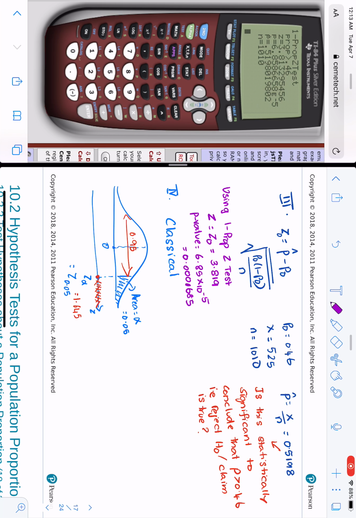So where does the test statistic fall? If you look at the real number line that we have over here, 1.645 is right there, that point. So 3.819 is right there. So the test statistic clearly falls in the rejection region. In other words, we have to reject the null.